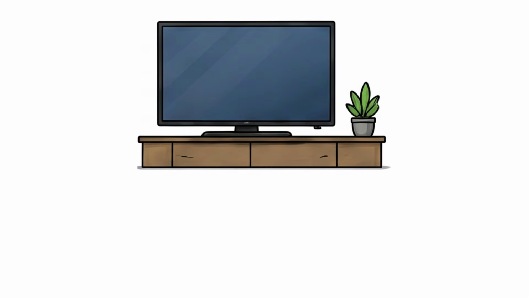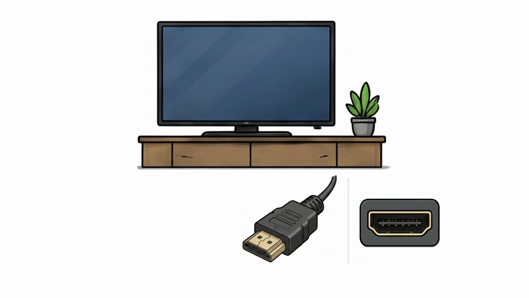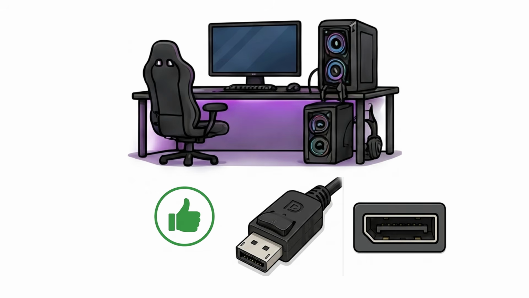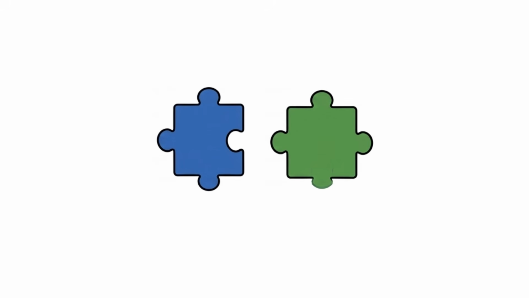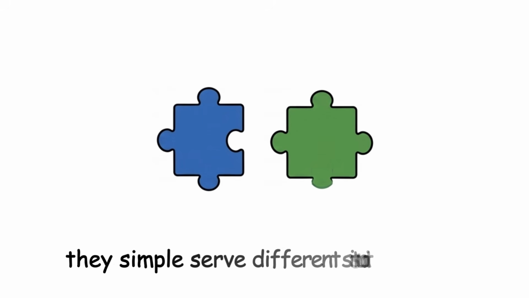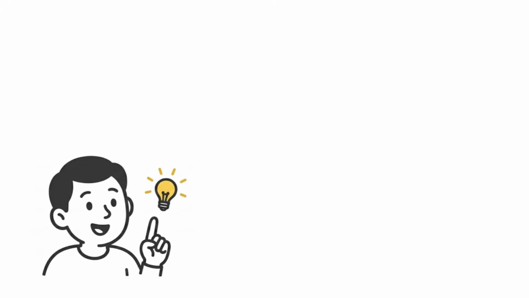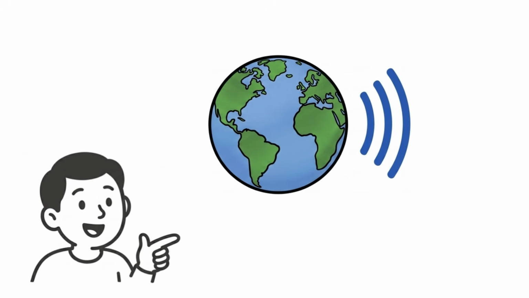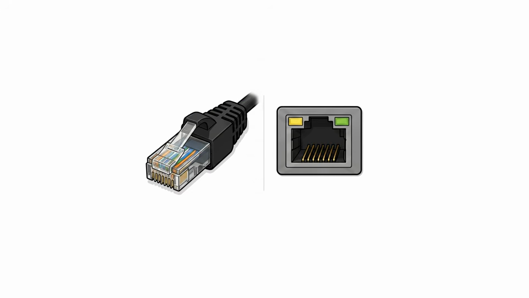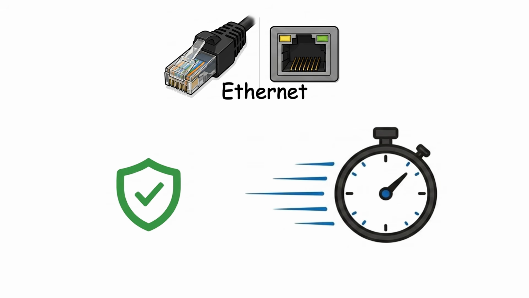If you're connecting to a television, HDMI is usually the standard. If you're connecting to a gaming monitor, DisplayPort is often the preferred choice. Neither one replaces the other. They simply serve different situations. But displaying a picture isn't the only thing a computer needs to do. Sometimes it needs to communicate with the internet. That's where Ethernet comes in. If you've ever wanted the fastest and most reliable internet connection, this is the port you're looking for.